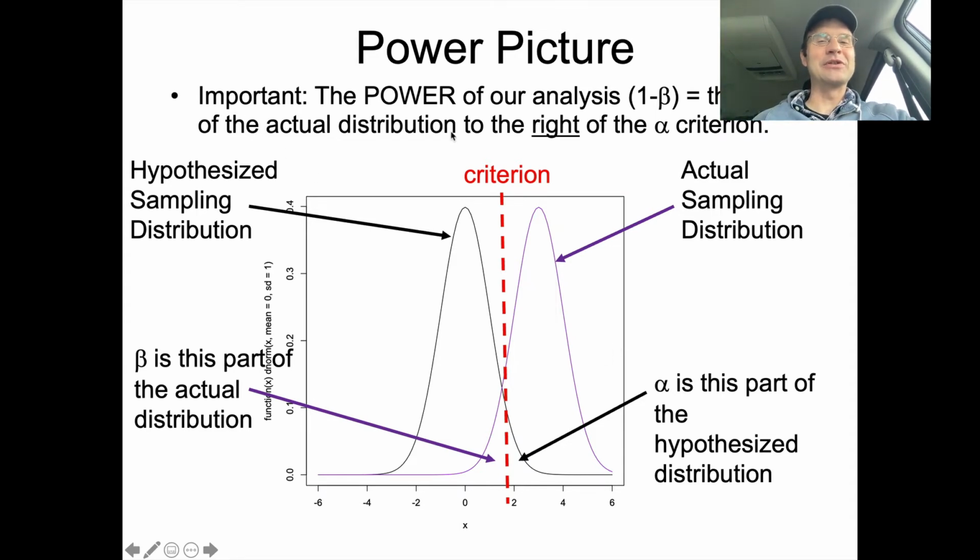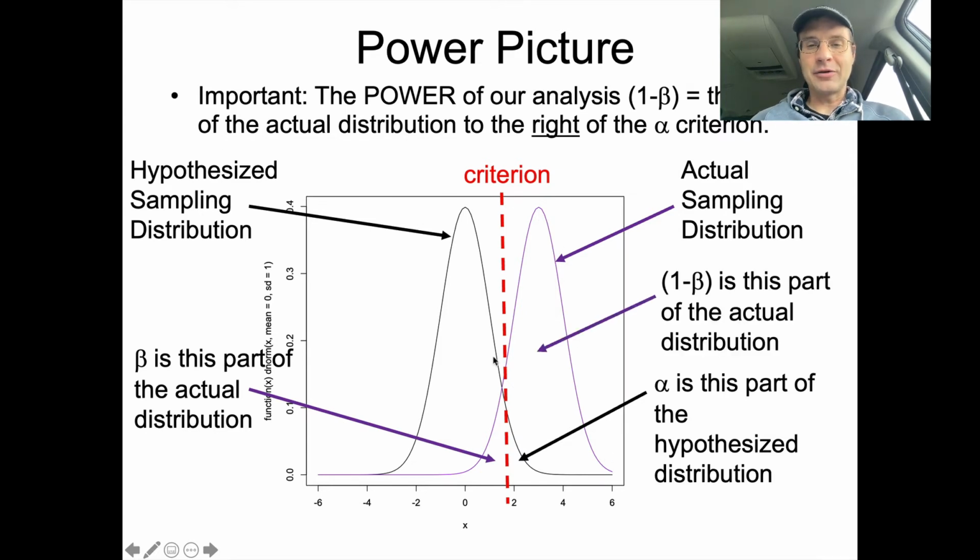What is the proportion of correct rejections, or the power of our analysis, which we've symbolized before as 1 minus beta? It's the amount of the actual distribution to the right of the alpha criterion. So the actual distribution is this purple one over here, and the proportion that we care about, or that we're trying to quantify in doing power analysis, is this bit over here on the right-hand side of the criterion. So this is 1 minus beta, that's power. It's this part of the actual distribution, all of it to the right-hand side of the red line. And then the beta part of it is the proportion of type 2 errors we make. That's on this left-hand side of the criterion line.